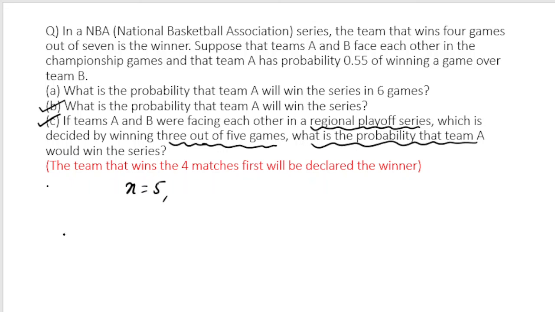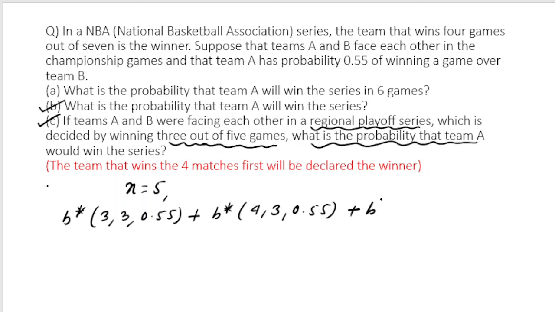So to win the series, what is the possibility? The possibility is that the team plays 3 matches and wins all the 3 matches, the probability of A winning the match being 0.55. Plus another possibility is that the team plays 4 matches, out of that it wins 3 with the probability 0.55. And the third possibility is that it plays 5 matches and then wins 3 with the probability 0.55. So if I have to calculate it, how will I calculate?